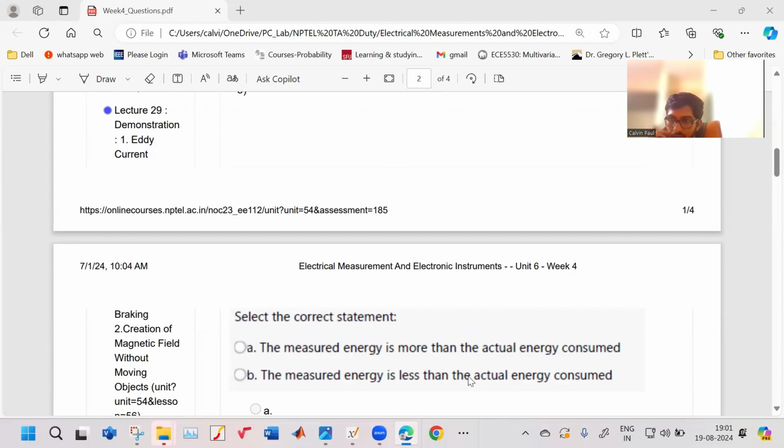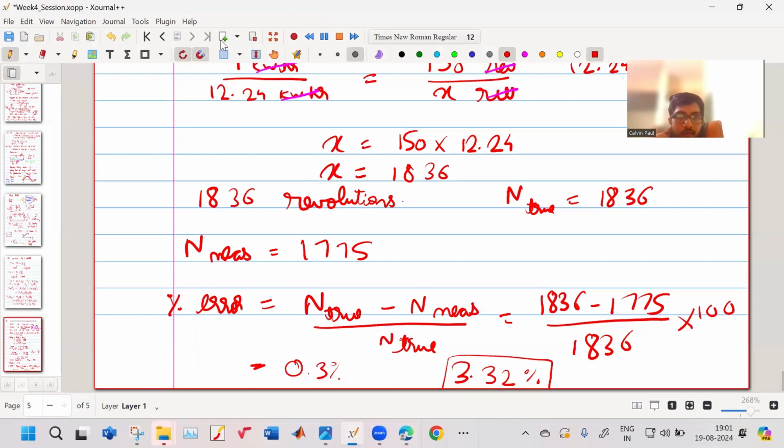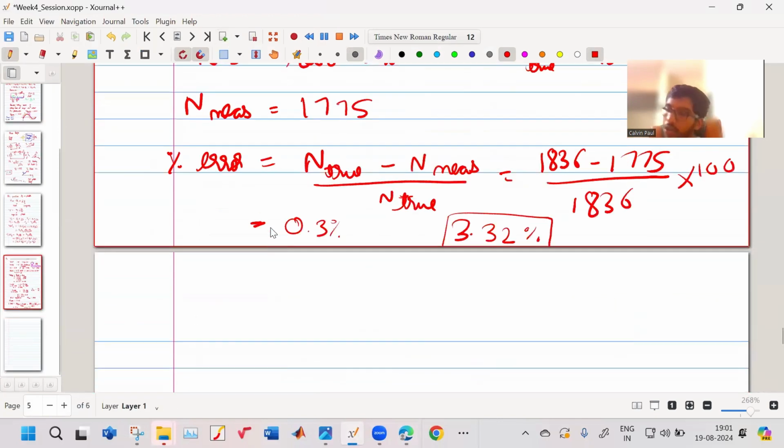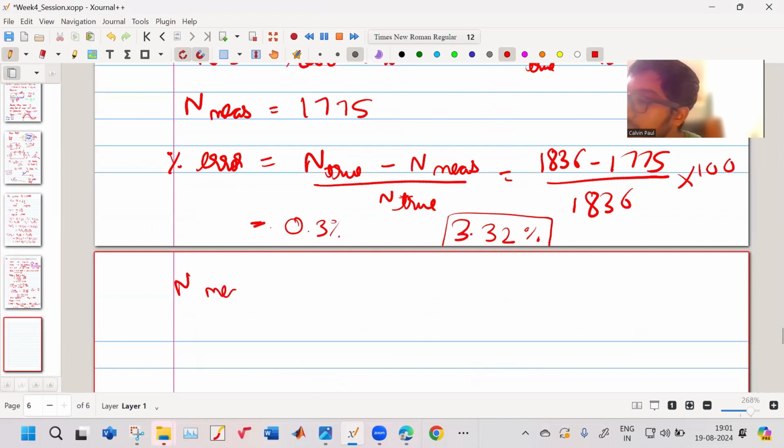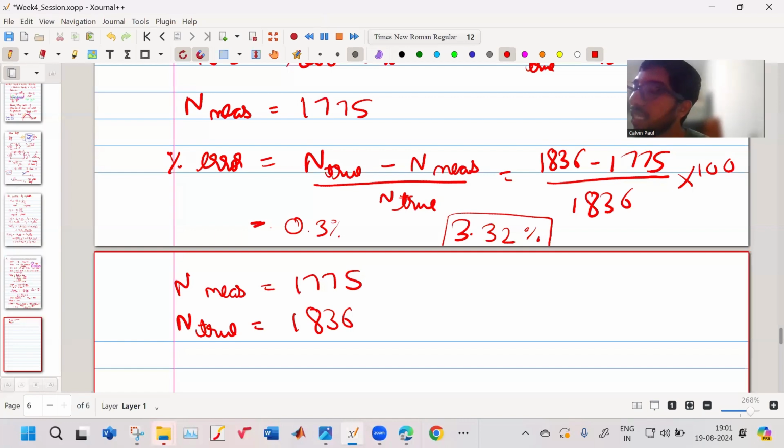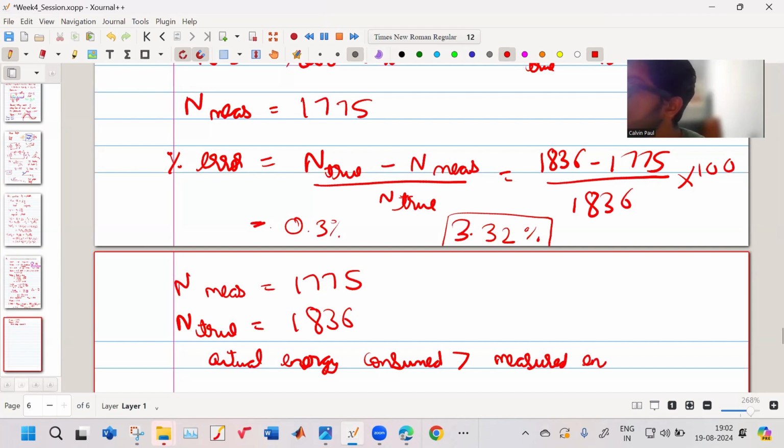Yes, sir. Okay, so your measured energy actually was 1775, but the true energy which was consumed is actually 1836. So the actual energy which was consumed is greater than the measured energy. Okay.